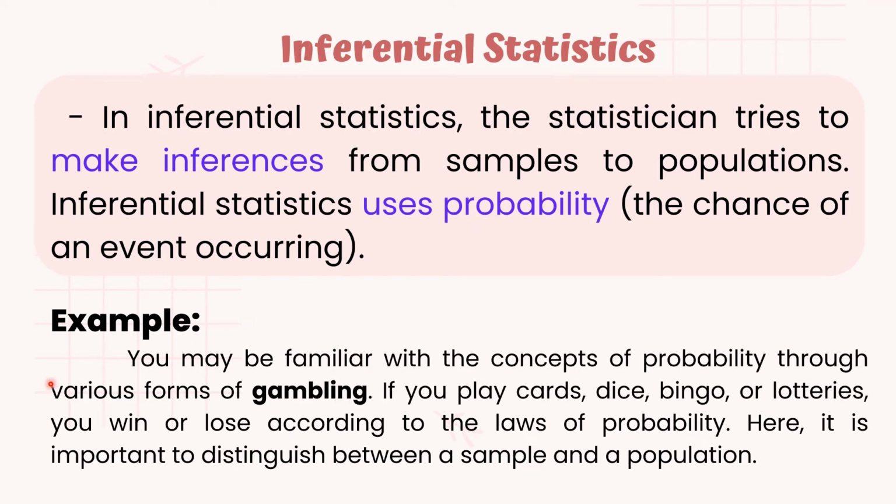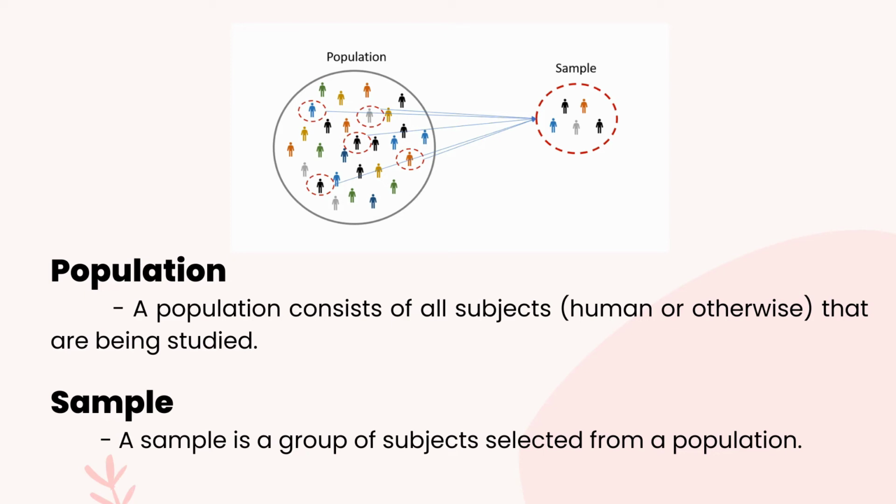So I have here an example. You may be familiar with the concepts of probability through various forms of gambling. So if you play a card, dice, bingo, lotteries, you will win or lose according to the laws of probability. So here, it is important to distinguish between a sample and a population. So since it is important to distinguish between a sample and a population, let's define what is population and a sample. So I have also a picture.